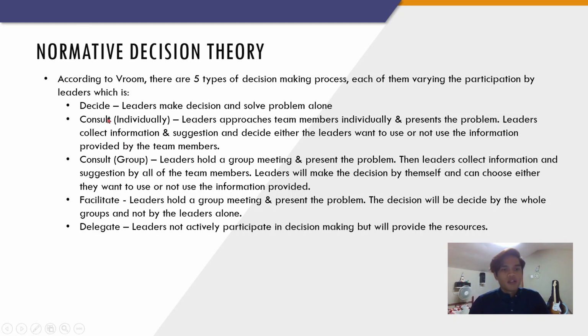Next is consult individually. Leaders approach team members individually and present the problem. Leaders then collect information and suggestions, and decide whether or not to use the information provided by the team members. Next is consult group. Same as consult individually, leaders hold a group meeting and present the problem. Then leaders collect information and suggestions from all of the team members. Leaders make the decision by themselves and can choose whether or not to use the information provided.